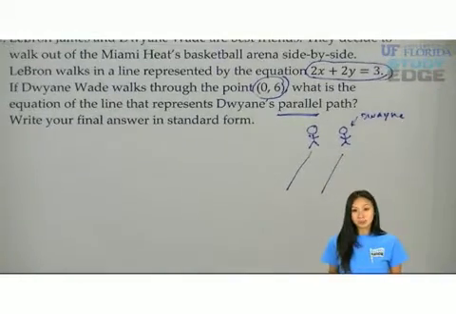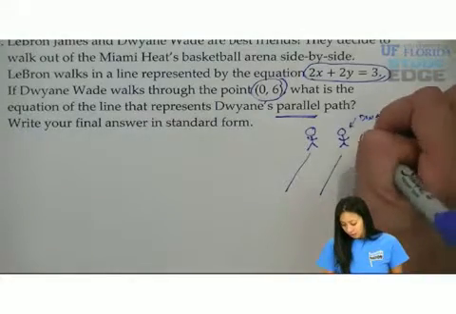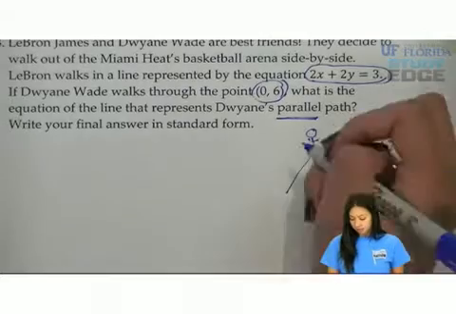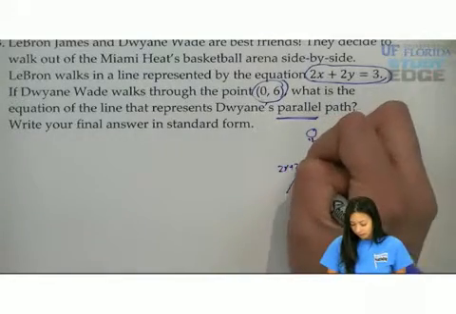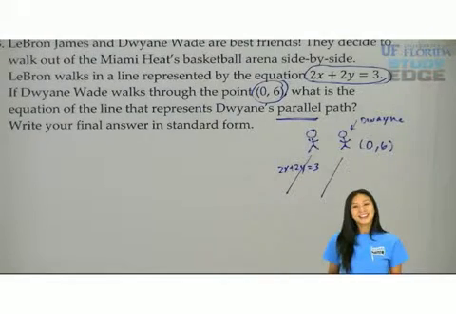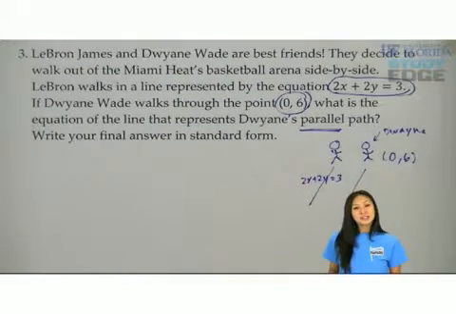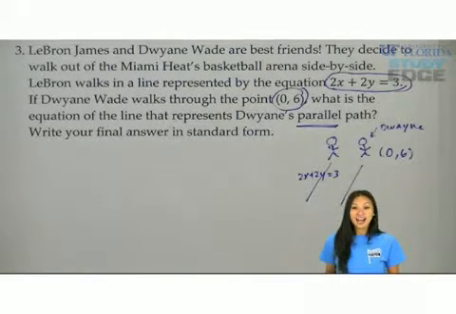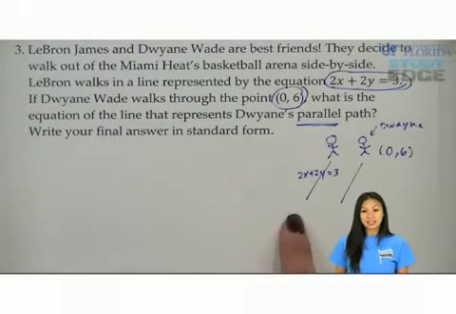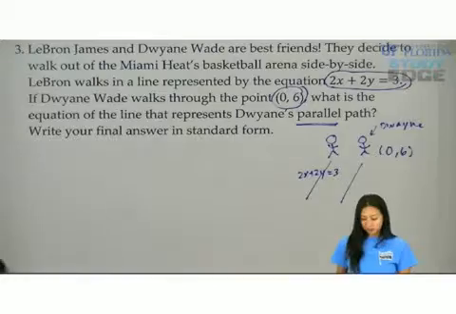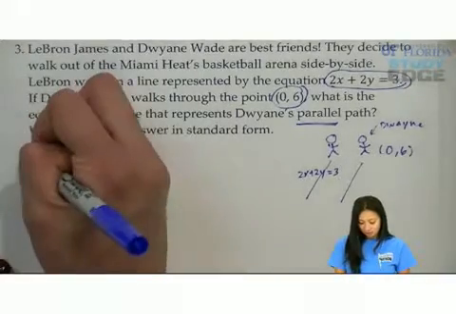What do I know about Dwayne? He crosses through (0, 6), and his path is parallel to LeBron's, which is 2x plus 2y equals 3. What we know about parallel lines is that parallel lines have the same slope. So the first thing I need to find is LeBron's slope. What's his rate of change? So LeBron.